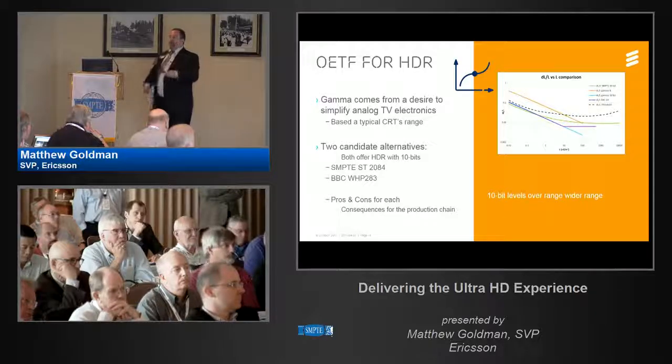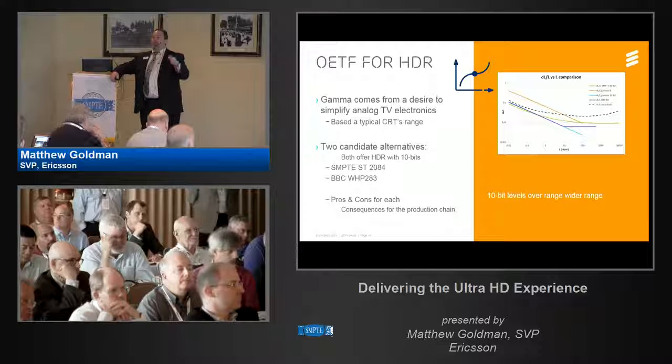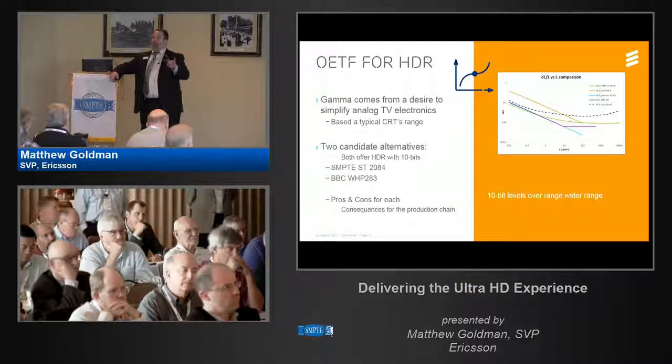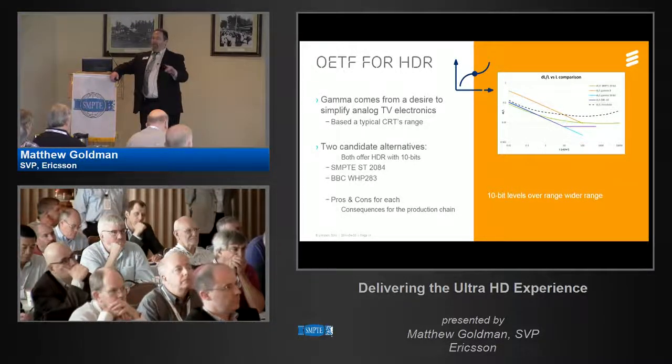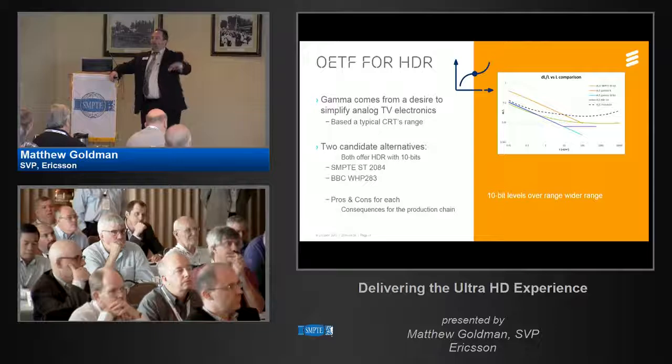If you're doing production, you want to keep the color in there, 422 or 444, depending on what you're doing, because if you're doing multiple generations of decode and encode, you'll start to get chroma bleed and loss. So everything here I'm talking about is 420 because it's eventually for the home. Yeah.